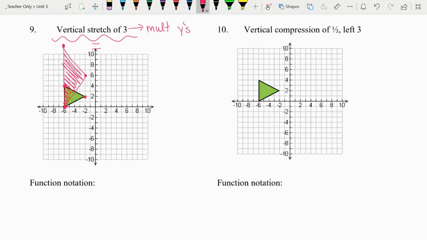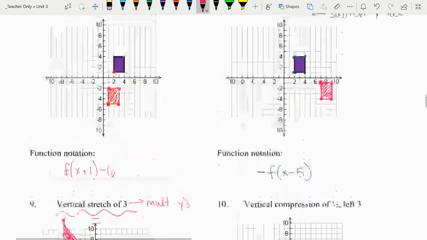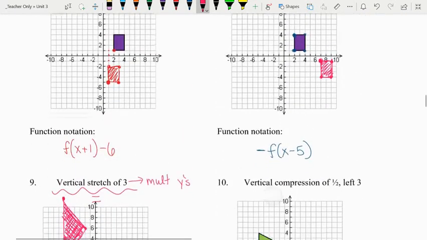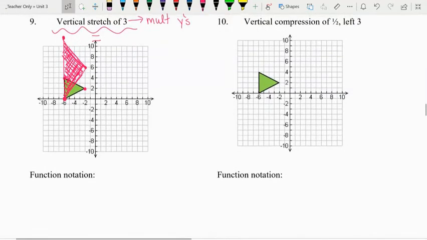Now the stretch is always the hardest one to see, because it does actually change the shape of things. It doesn't look the same because it's going to get stretched out, which kind of makes sense, right? When things get stretched, they change the shape. So keep that in mind. It doesn't always look the same, whereas all these other ones stayed exactly the same. So this would be 3 f of x.